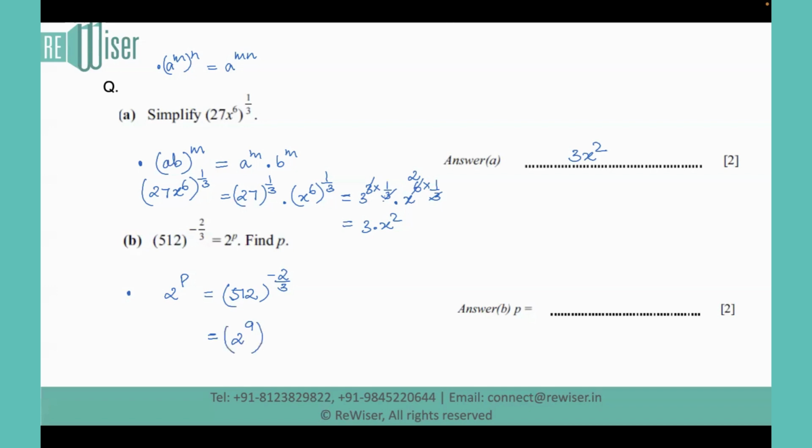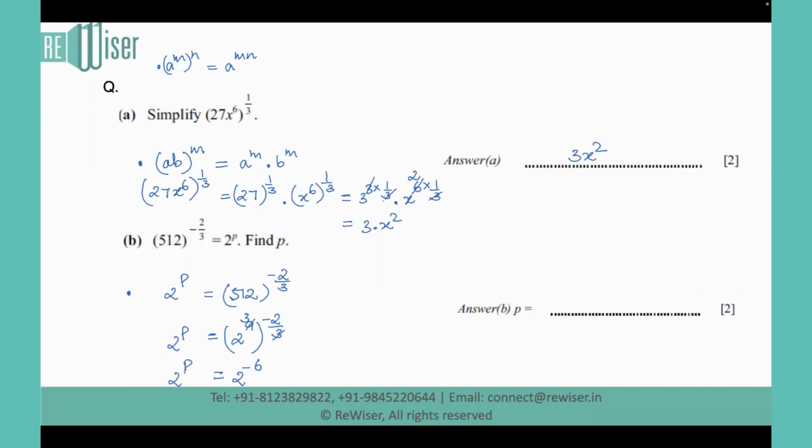So the power here is negative 2 by 3. This is 2 to the power p. 9 divided by 3 will give us 3, further, as we multiplied the power 9 with negative 2 by 3. So we get 2 to the power negative 6, which is equal to 2 to the power p.